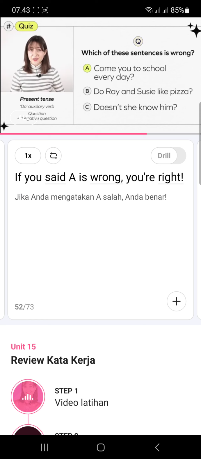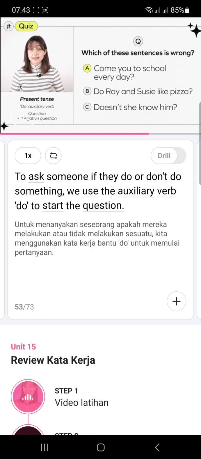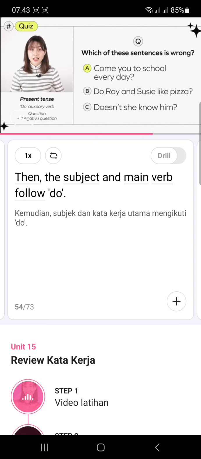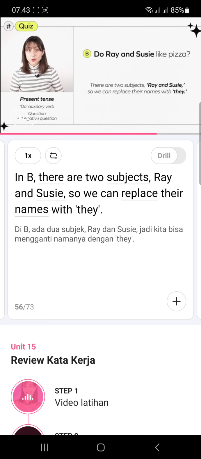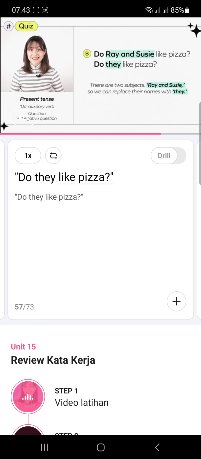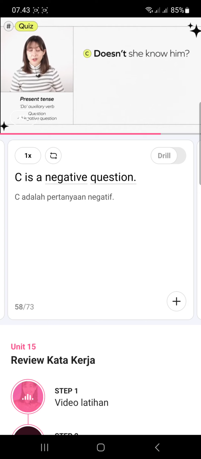If you said A is wrong, you're right. To ask someone if they do or don't do something, we use the auxiliary verb do to start the question. Then the subject and main verb follow do. The correct question is, do you come to school every day? In B, there are two subjects, Ray and Susie, so we can replace their names with they. Do they like pizza? C is a negative question.